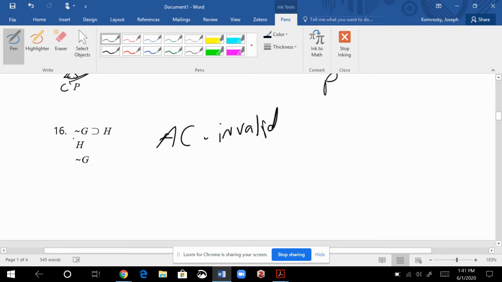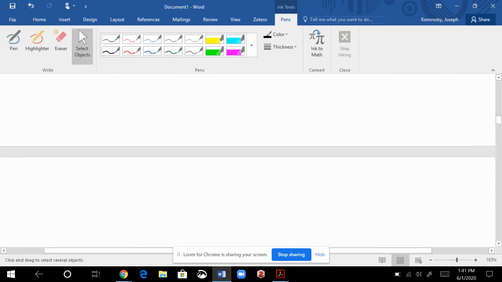Invalid, meaning not G, therefore K. So I'm going to affirm K in the second line, or the second premise. Then I'm going to conclude not G. Can't do that. Okay, so that's for your part 1 homework.